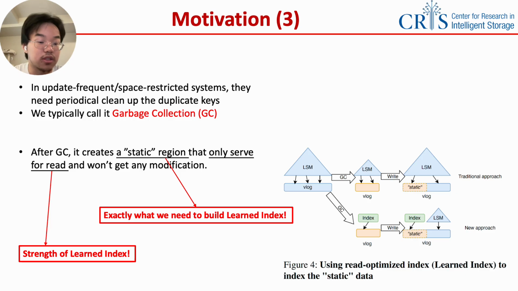And remember that the learned index requires a static and sorted region during construction. So this static region is exactly what we need to build the learned index. And since this region only serves reads, and read is also the strength of the learned index, we could easily come up with the idea to use the learned index to serve the reads for this region.